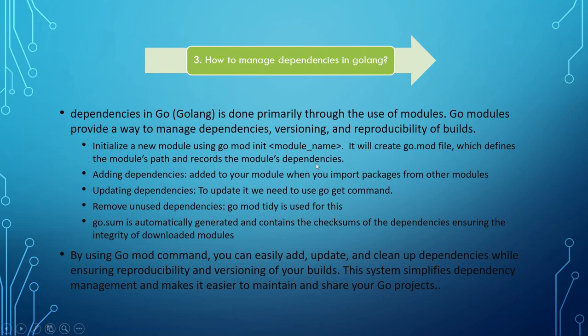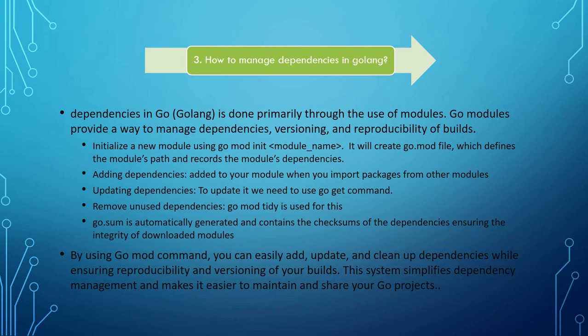Next question they will ask: how to manage dependencies in Golang. So dependency management in Golang is done primarily through the use of modules. If you have worked on Golang and know the basics, then you have seen the go.mod file and go.sum. Go modules provide a way to manage dependency versioning and reproducibility of builds. So a few steps are there for how you can create a Go module. Firstly, you have to initialize it. Initialize a new module using go mod init, and you can give the module name. It will create a go.mod file which defines the module's path and records the module's dependencies.